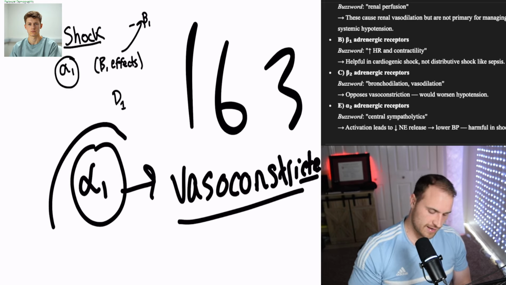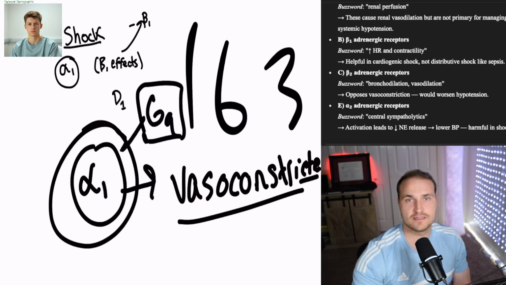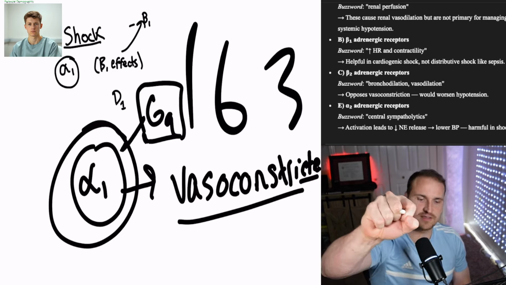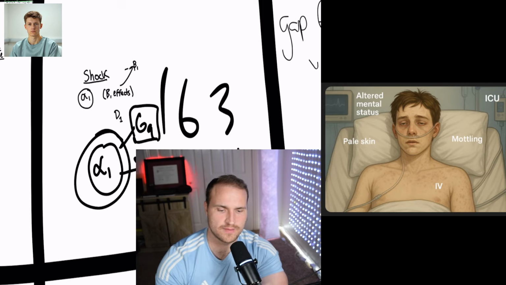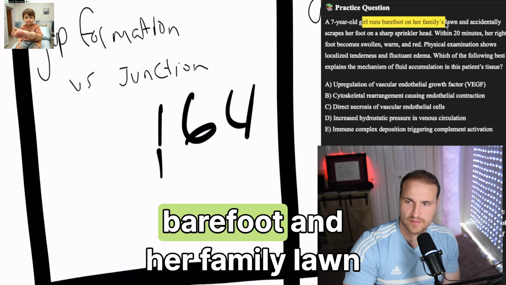And the reason why is because of that alpha-1 agonism. Those are Gq-coupled receptors, and they activate phospholipase C, and that clamps down on the vessels to make them go tight. All right, so there's the image of our patient. You can see altered mental status. He's got his IV in there. He's undergoing septic shock.